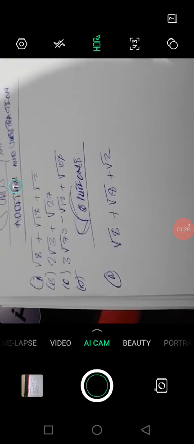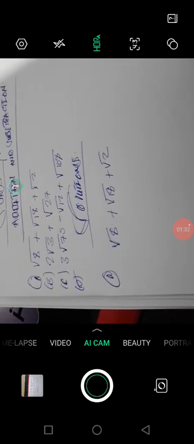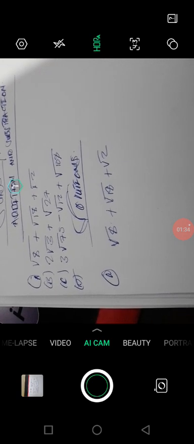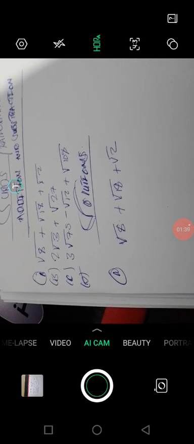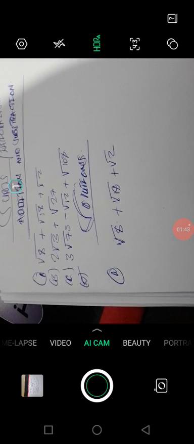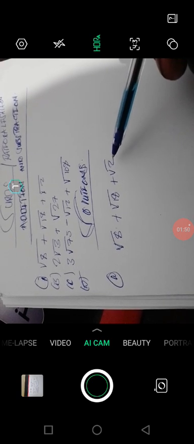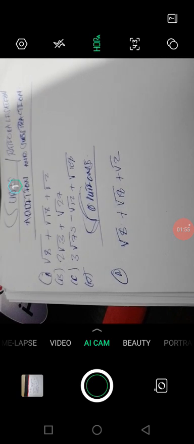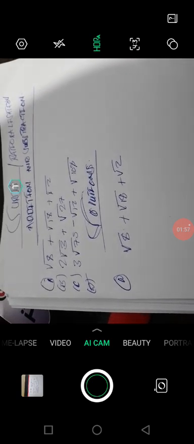Let me give you some key rules for addition and subtraction of surds. You have to make sure that the numbers under the root are the same. For instance, I've got the smallest number under the root, the root of 2. This smallest number gives us the key, so the number under the root has to be 2.